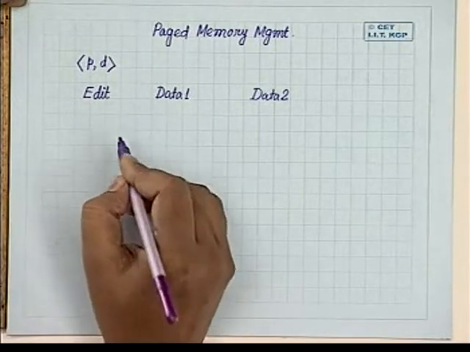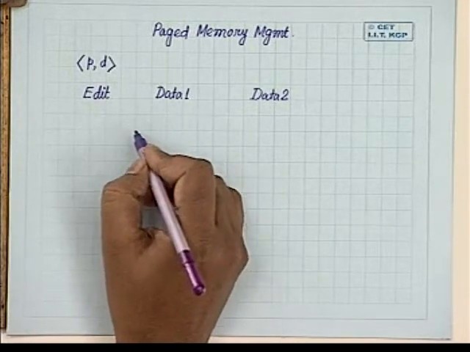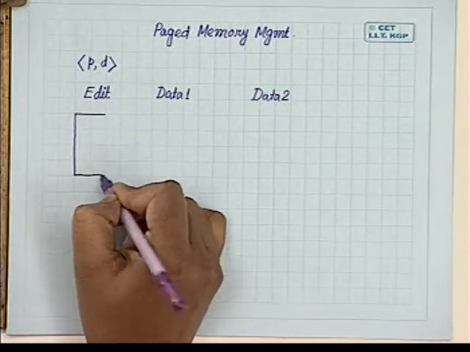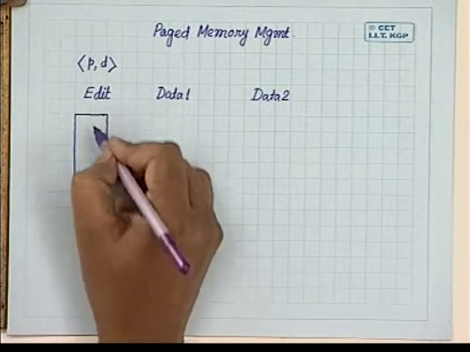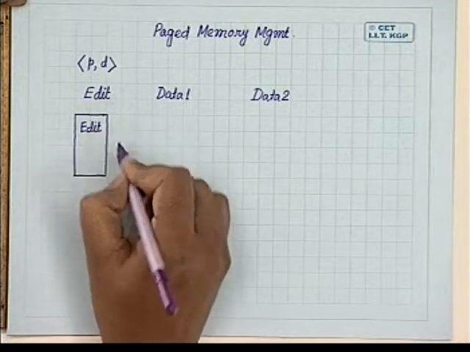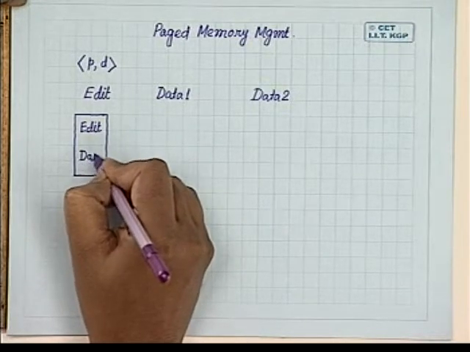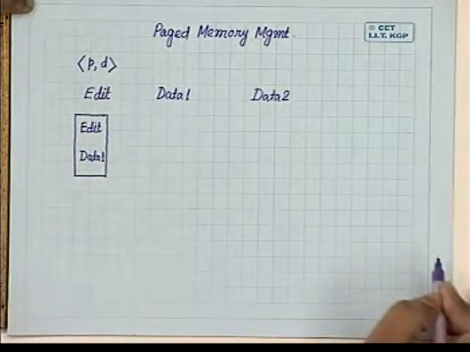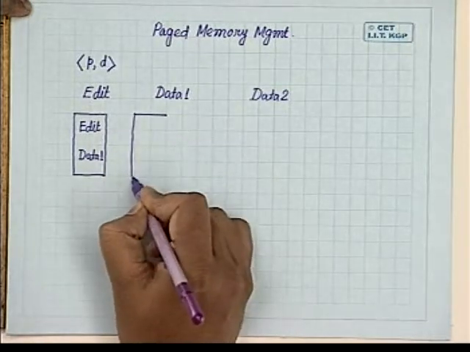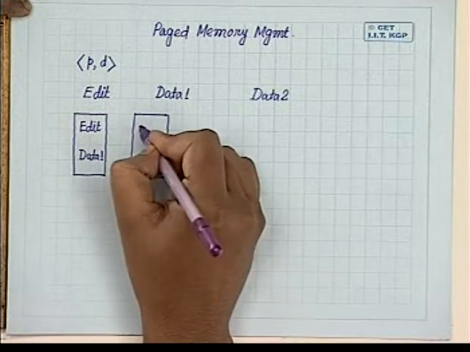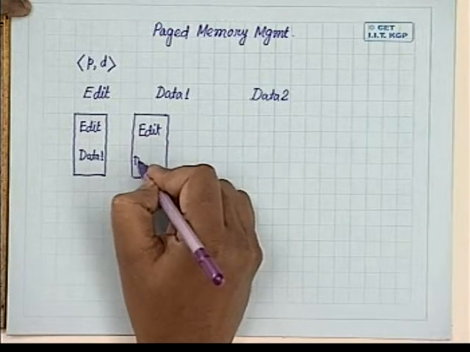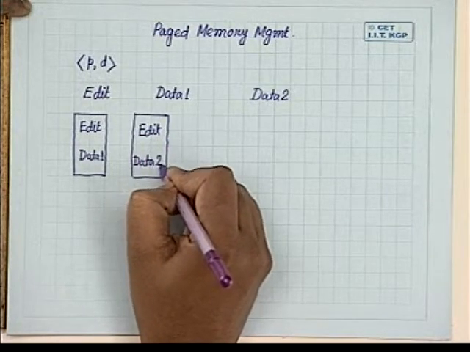So if I see the logical address space of these 2 users, the logical address space of user 1 will appear something like this. Firstly, it will have the code corresponding to the program edit, and then the data part, or data 1. Similarly, for user 2, it will be the same code edit, but in this case, the data part will be data 2.